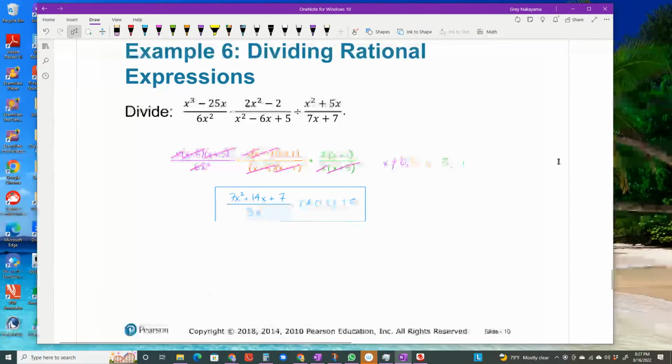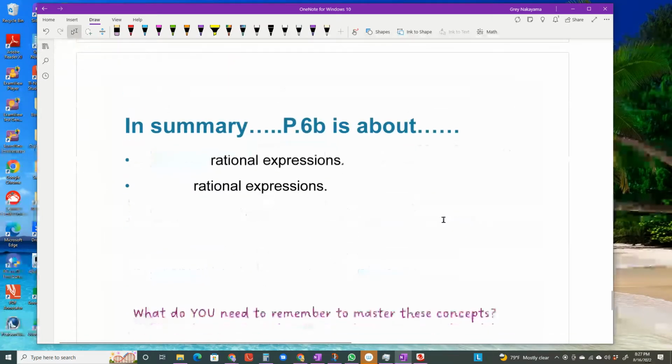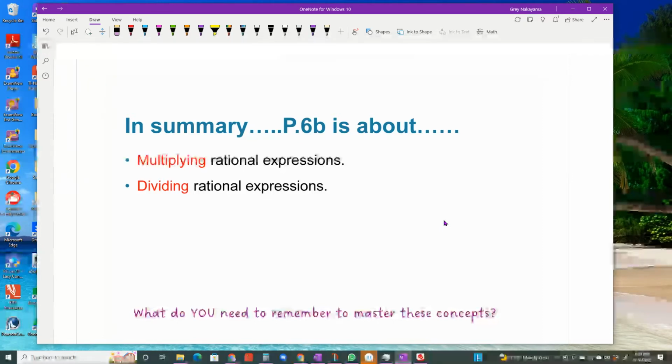So what did we talk about? We talked about multiplying and dividing rational expressions. I hope you can tell me what you think is most important for you to remember these concepts.